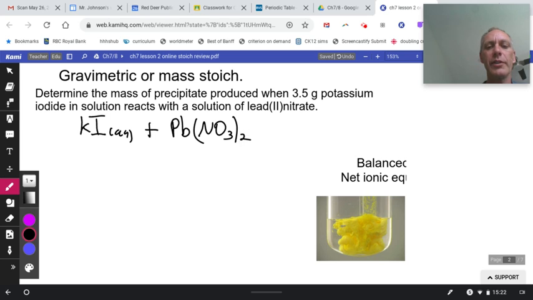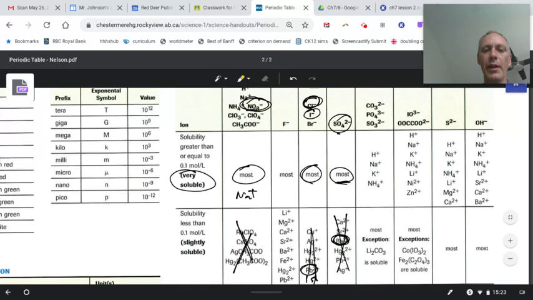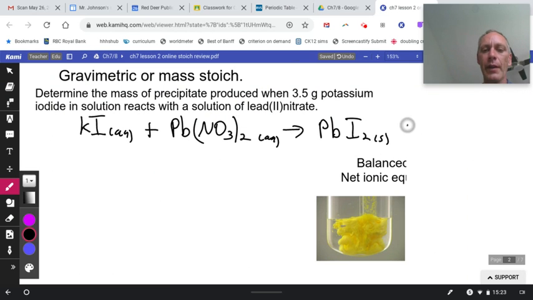Lead 2, so we'll need 2 nitrates. It's also in solution. Okay, so we get a double replacement: PbI2, and that one's low solubility. If you looked it up on your solubility table, you would see that iodide with Pb is low solubility, or solid. And KNO3 is high solubility, so it's aqueous.